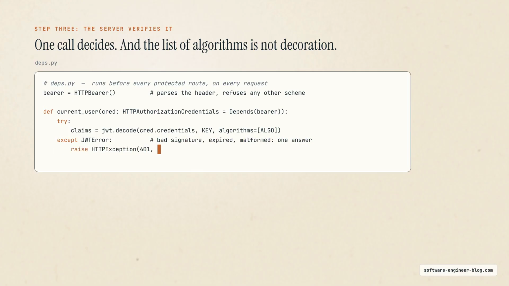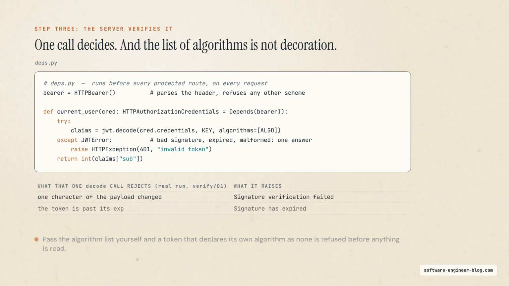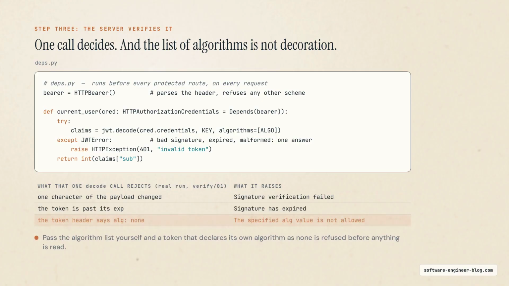Change one character of the payload, and it raises signature verification failed. Let the token pass its expiry, and it raises signature has expired. Hand it a token whose header claims the algorithm is none, meaning no signature at all, and it answers, the specified alg value is not allowed. That last one only works because the algorithm list was passed explicitly. That argument is not decoration. It is the line that refuses an unsigned token.